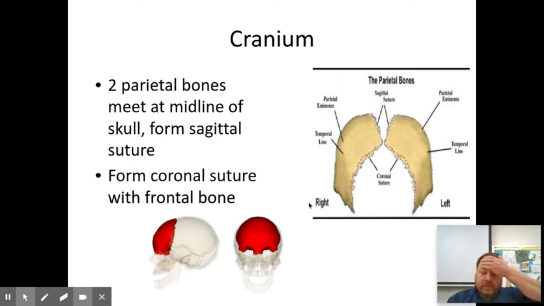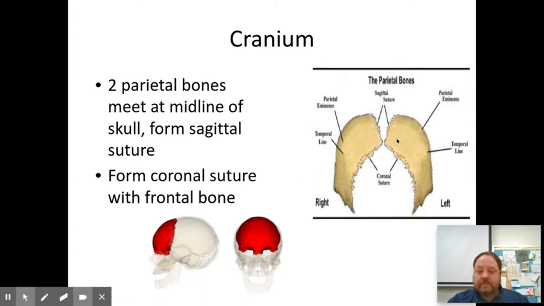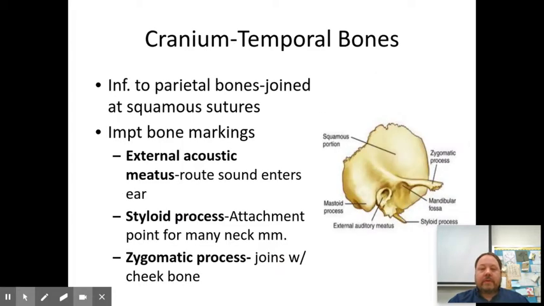The frontal bone is where your forehead is. And a coronal suture, remember a frontal or coronal cut cuts an organism into front and back pieces. The coronal suture connects the frontal bone to the parietal bone. So looking at the skull from the side, there's the frontal bone, here's the parietal bone, and here is that coronal suture that connects the two. If you look at the top of the skull, again, these are the two parietal bones, and that is the sagittal suture that connects them.